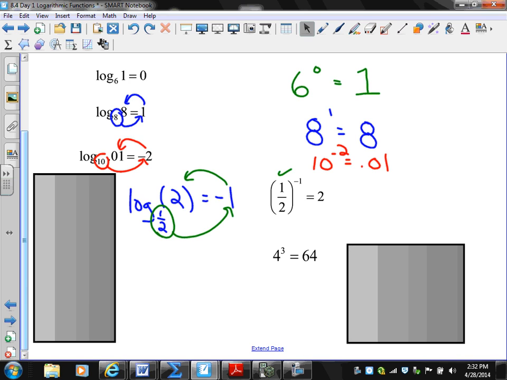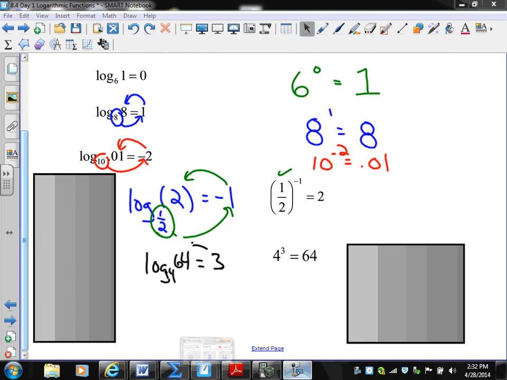Okay, so this should be written as log. What's the base? Well, the base is 4. What's the exponent? Well, the exponent's 3. So 4 to the 3 equals 64. And I'm going to clean this up a little bit because it did not look very good at all. So this is log base 4 of 64. It's easy to get these written so they're a little bit awkward. Anyways, that's how we convert from one form to another.